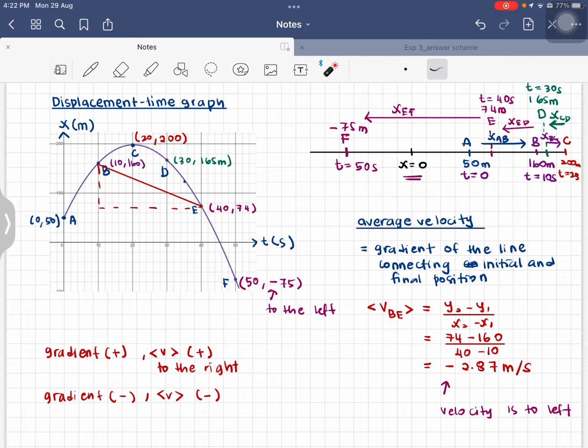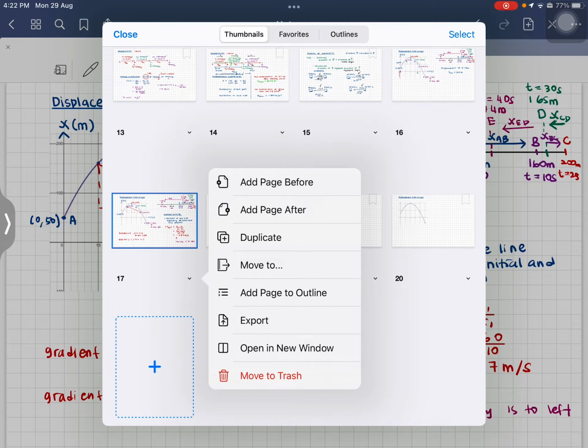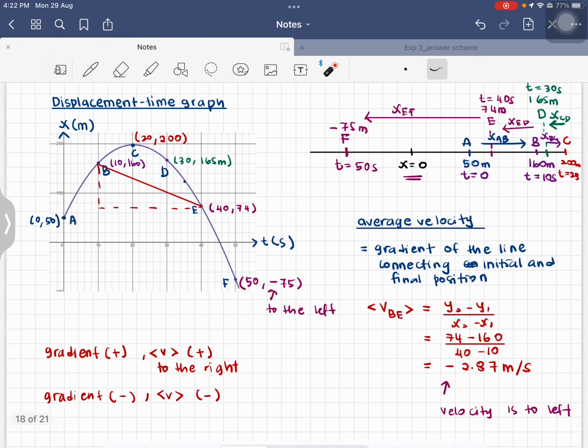Alright, now we are going to look at instantaneous velocity.